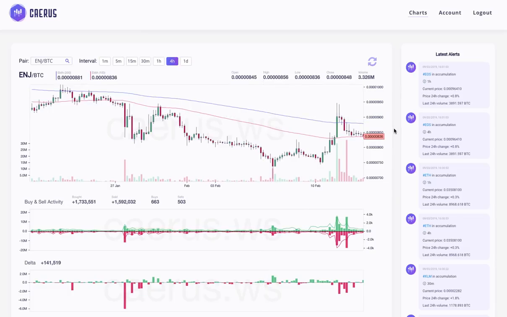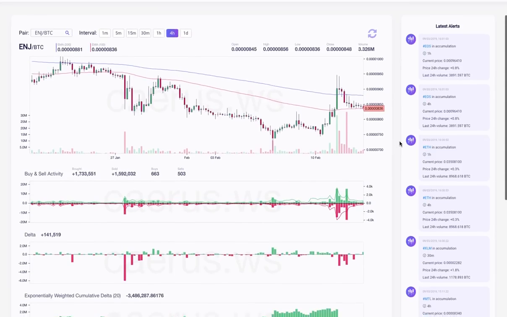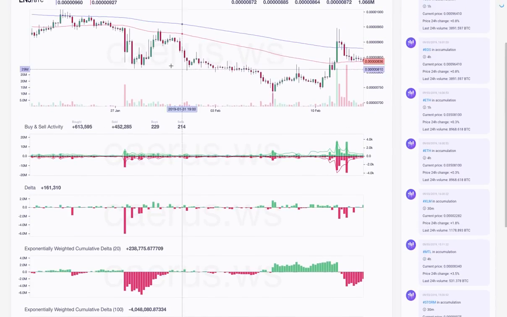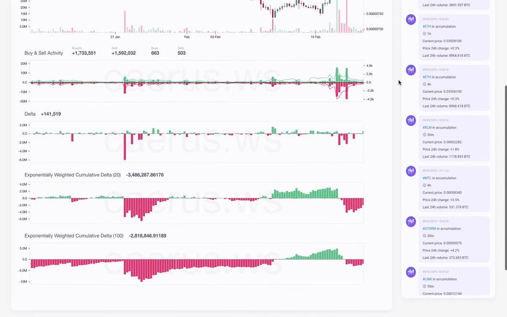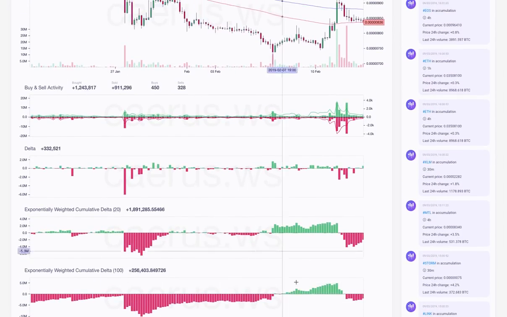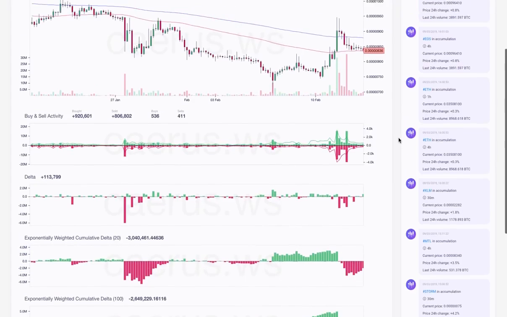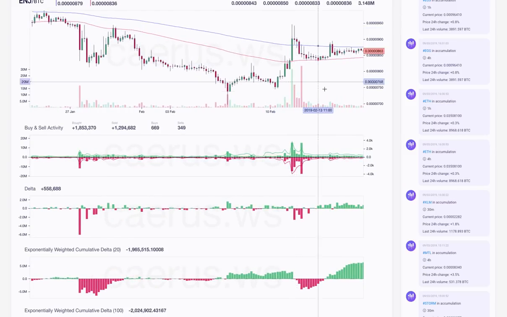So it's the beginning of February. During January and the beginning of February we could see on the exponentially weighted cumulative deltas that there was a sell-off and there was a dominance of bears who were selling the asset. But then at some point the price was still low and it didn't rise, but something had changed. Someone started to accumulate this asset. You can see it very clearly here. After that there was the first little pump.